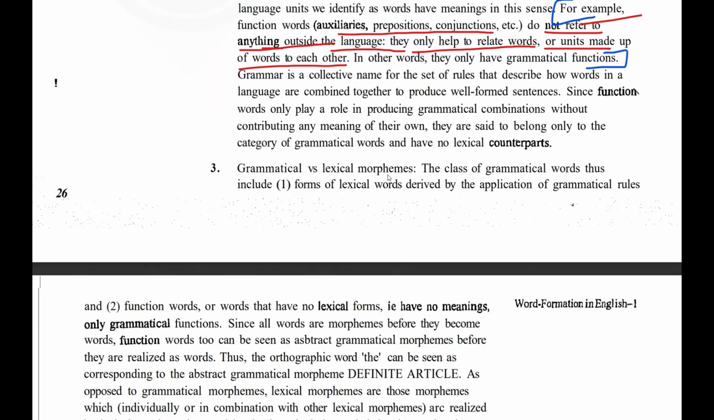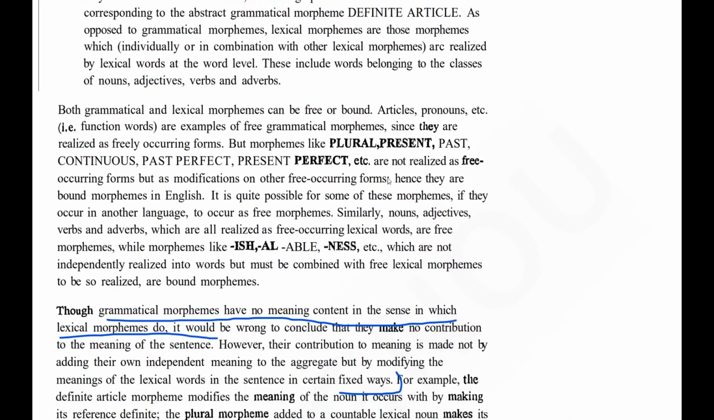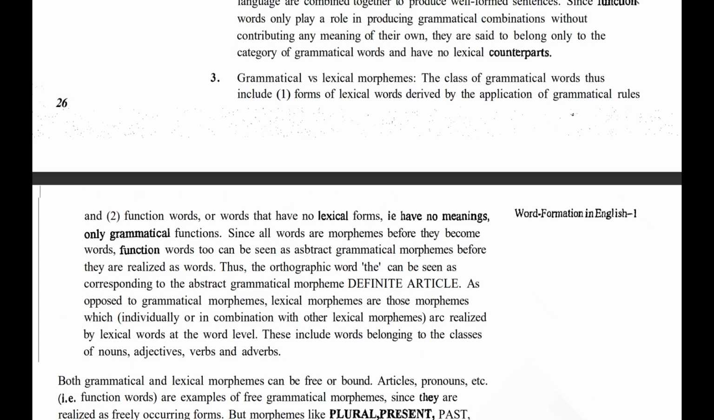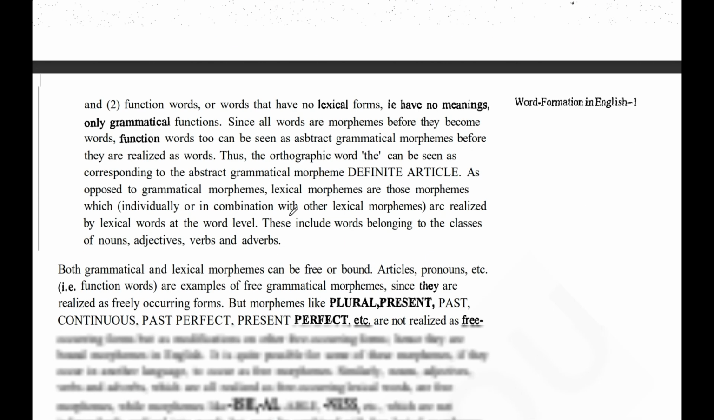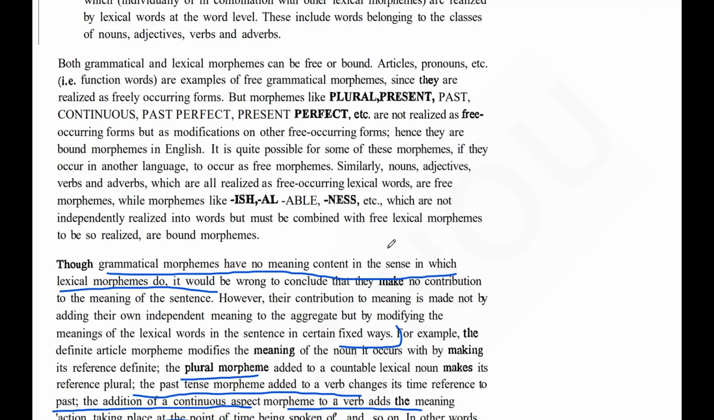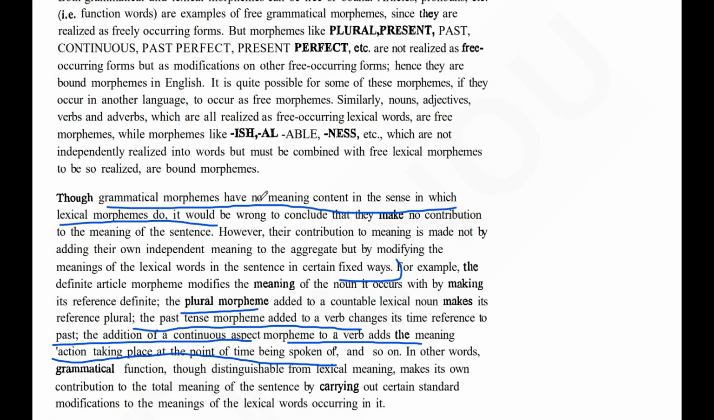Okay. Then the next one is grammatical versus lexical morphemes. Okay, grammatical versus lexical morphemes. Let's understand this, that grammatical morphemes have no meaning content in the sense in which lexical morphemes do. Okay. So what are we talking about with grammatical morphemes? They don't have any meaning in themselves. For example, when I say boys, is it any different from boy? It's still talking about boy but in plural, right?